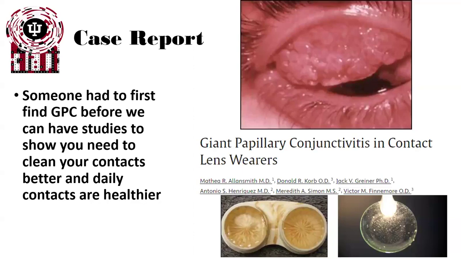An example of that could be something like GPC, or giant papillary conjunctivitis. Someone first had to find GPC before we even had an idea to study it. So the first studies were coming out in the late 70s, early 80s on GPC. Here's one of the first studies, by a team from Dr. Korb, Finmore, and Greiner. They were the first to report on the prevalence of GPC. Just because they saw GPC, it took somebody to see it first, and then finally we could study it to realize the dirty contact lenses and unclean lenses were the main problem that needed to be treated, but that required clinical trials after that.